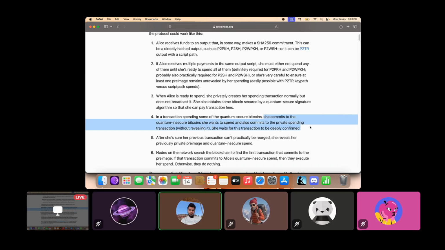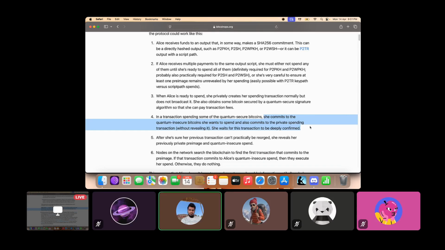And she waits for this transaction to be deeply confirmed. After this transaction is mined and gets deeply confirmed, the number of blocks by which it gets deeply confirmed keeps varying. There was some research done recently which says that now it'll probably take 2 weeks. Earlier, when all of us were new to Bitcoin, we kept on hearing 6 blocks, 6 blocks, 6 blocks, but things have changed now.